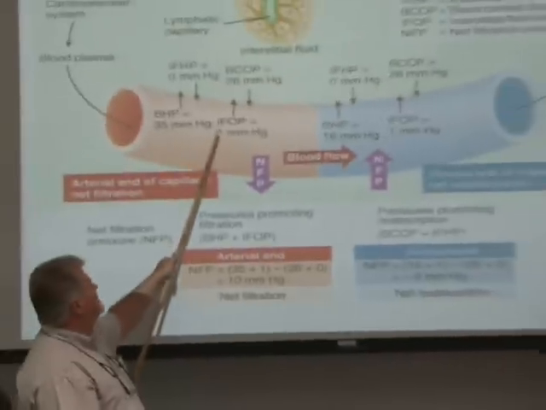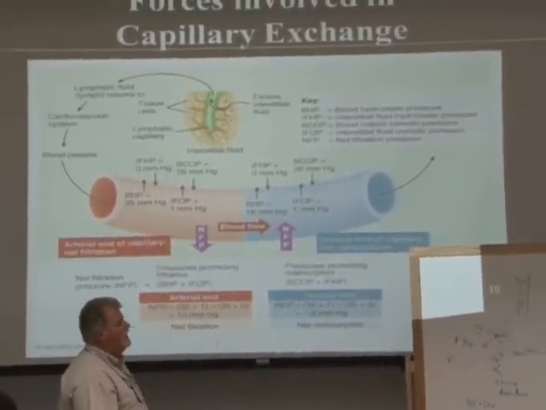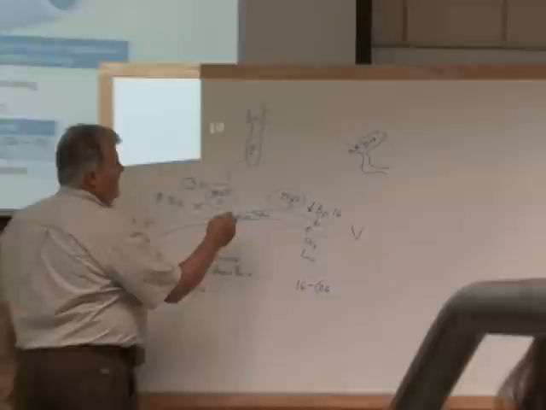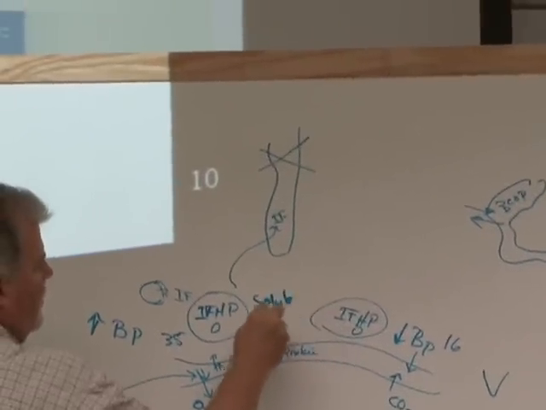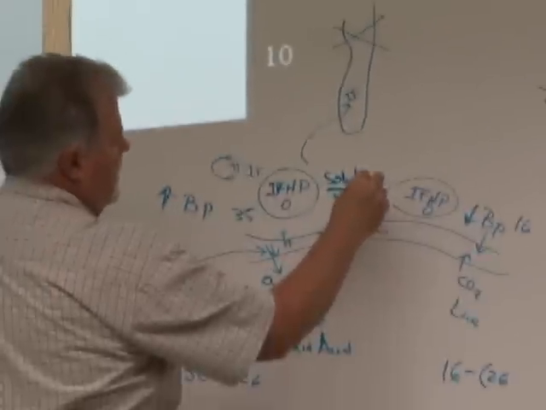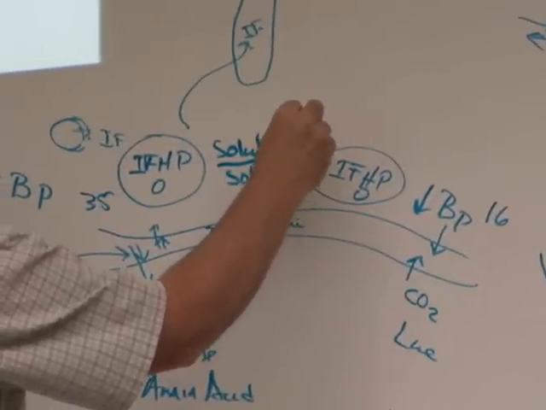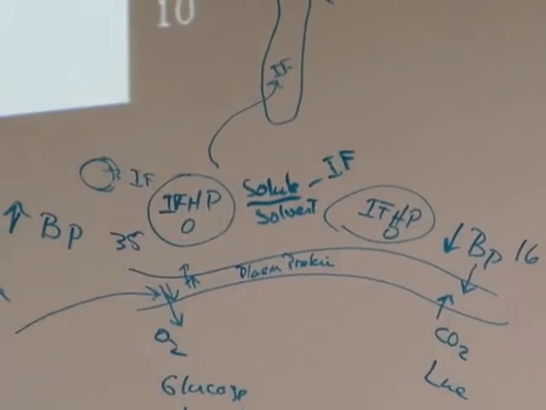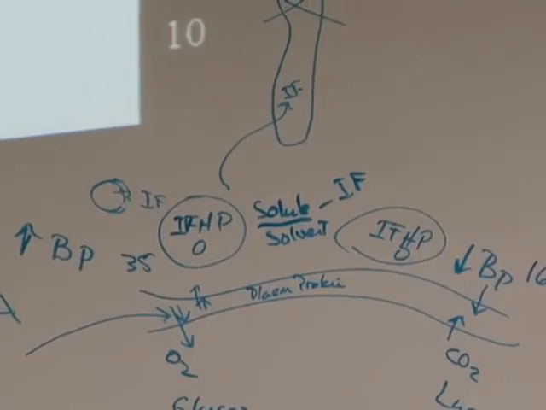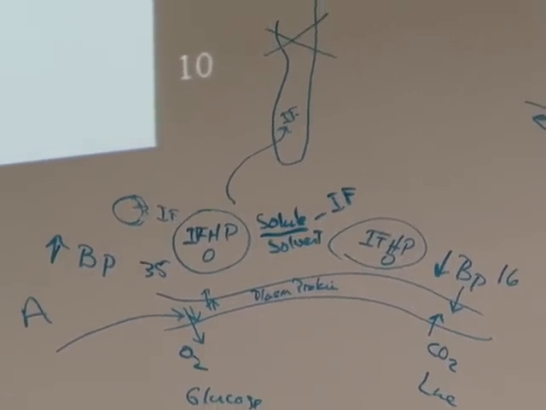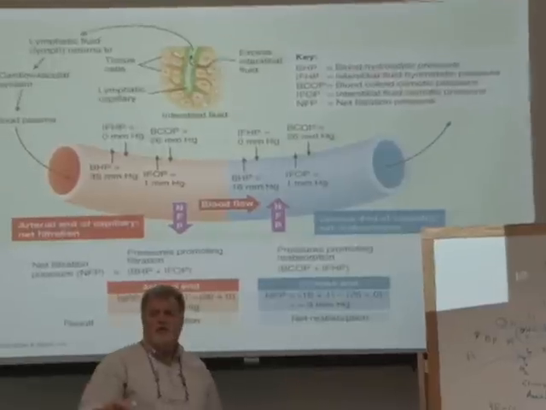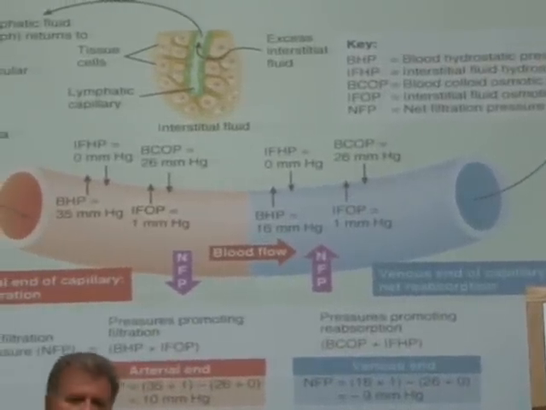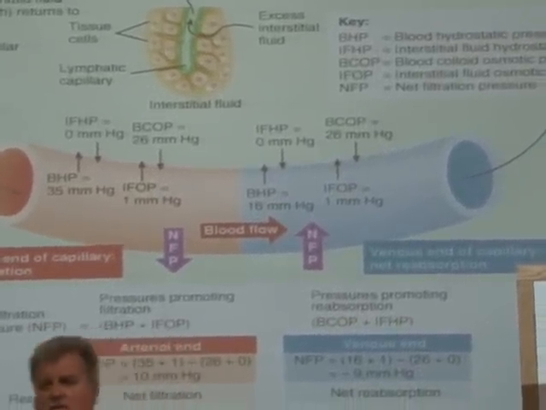Then our other pressure is interstitial fluid osmotic pressure. Interstitial fluid osmotic pressure looks at the solutes over solvent of your interstitial fluid, your IF. Normally, in normal physiology, those solutes are fairly low and they don't change much. So the interstitial fluid osmotic pressure is usually measured at 1 millimeter of mercury at both ends. What would change that would be bacterial infections and things like that, or tissue damage itself.